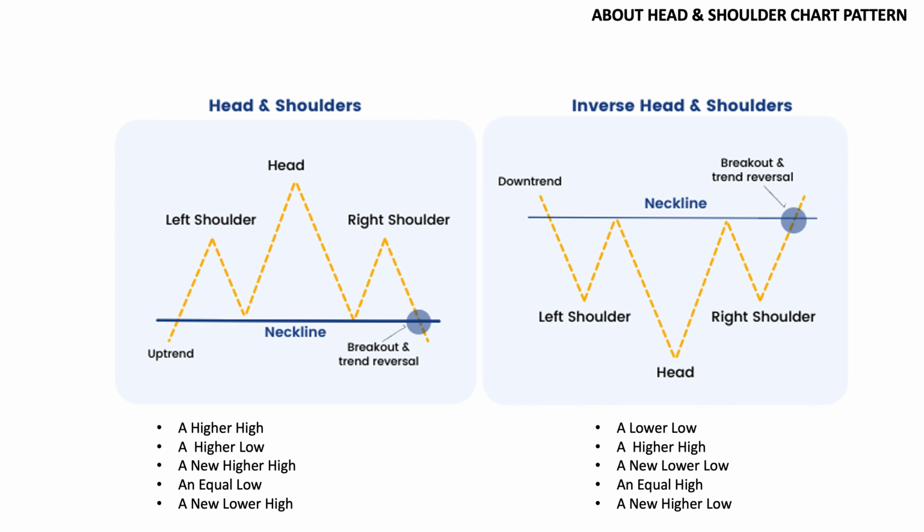So the key components of head and shoulders: we have a higher high, a higher low, a new higher high, an equal low, and a new lower high. And for the inverse head and shoulders, we have a lower low, a higher high, a new lower low, an equal high, and a new higher low.